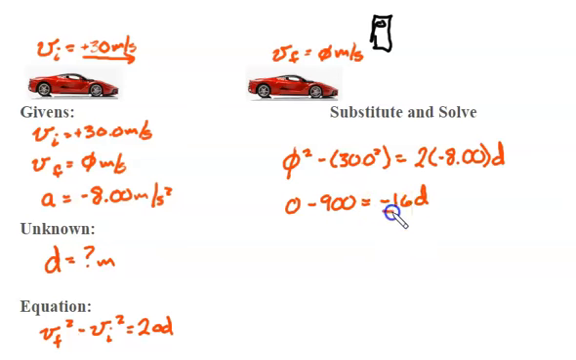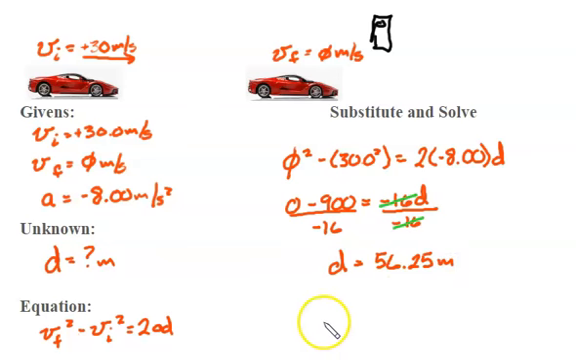In order to get d all by itself, I'm going to divide by negative 16 on the right so that I cancel. But whatever I do to the right, I got to do to the left as well. And I find that when I do the math, d equals 56.25 meters, which is fine.